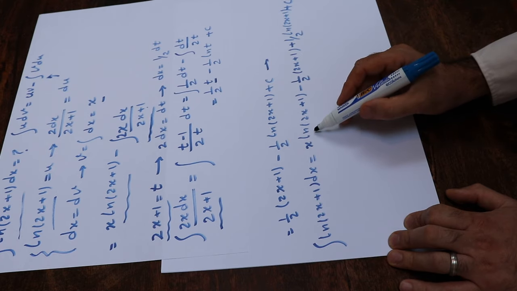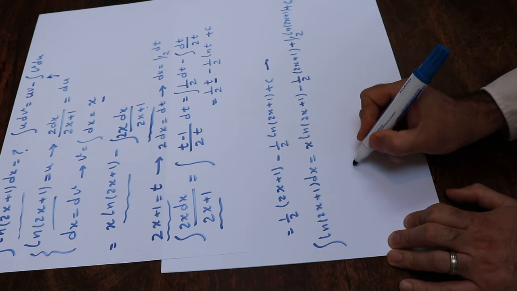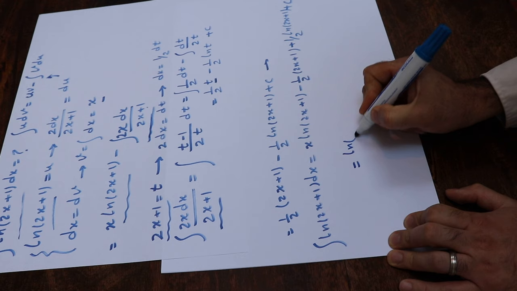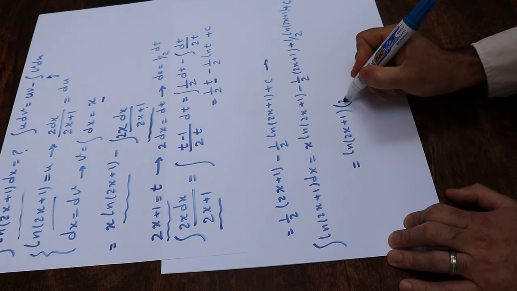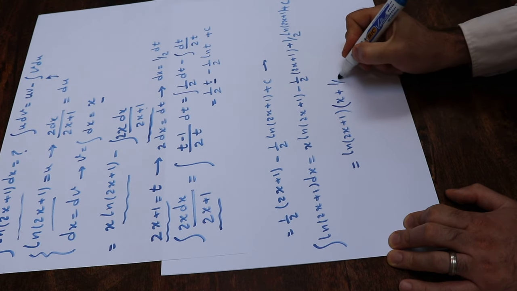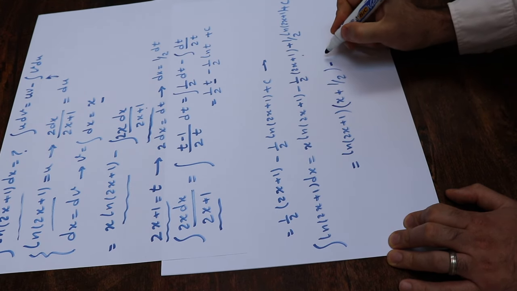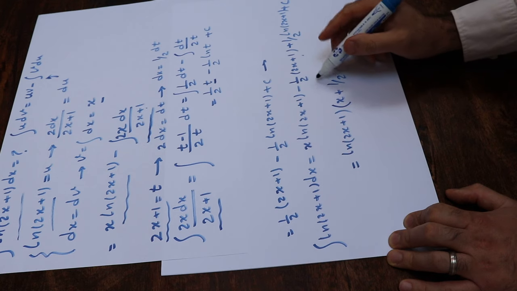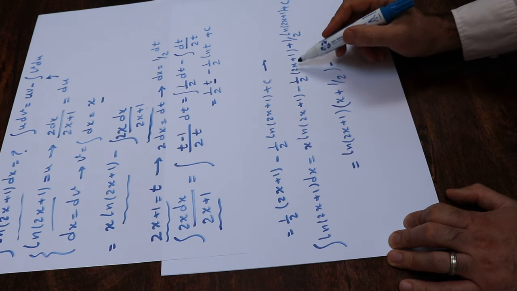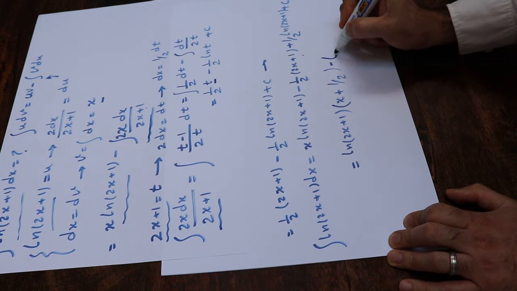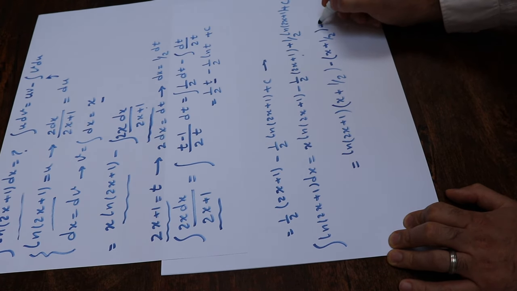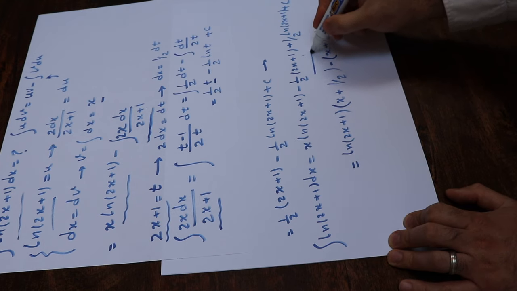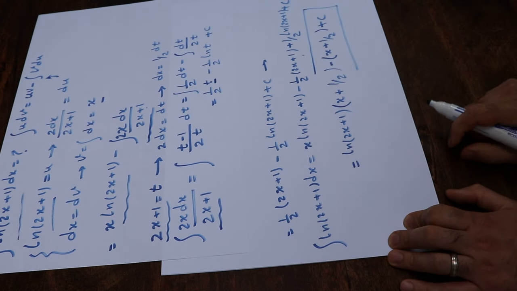For example, you can factor out ln(2x+1), and if you do that, that will be ln(2x+1) times (x plus 1/2), minus this term. You can even multiply 1/2 by the 2x and 1, so that will be basically x plus 1/2, plus c, which is the constant of integration. And that is the solution to our integral.